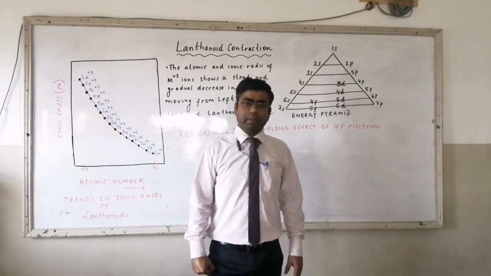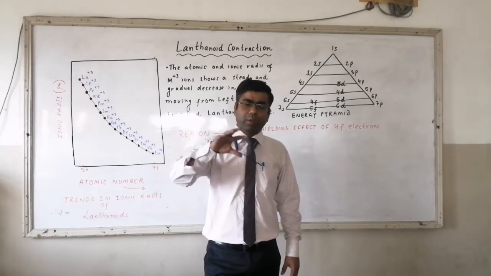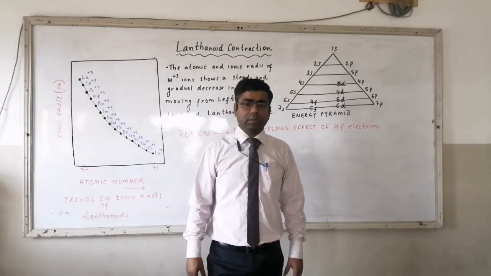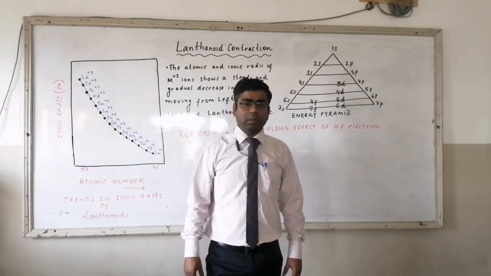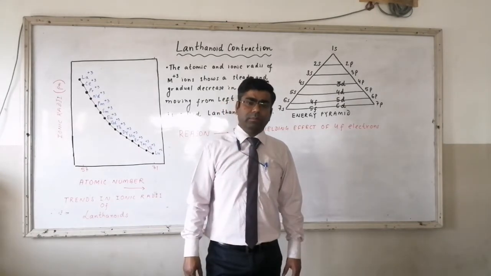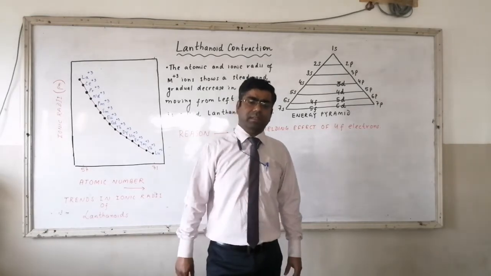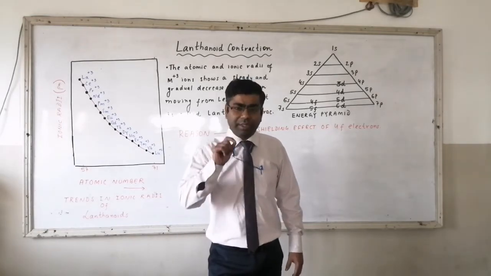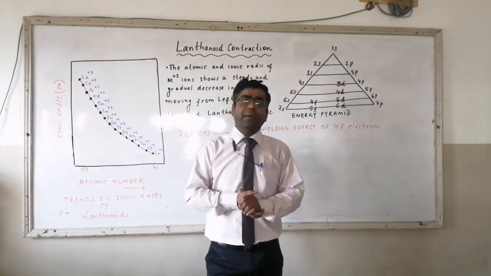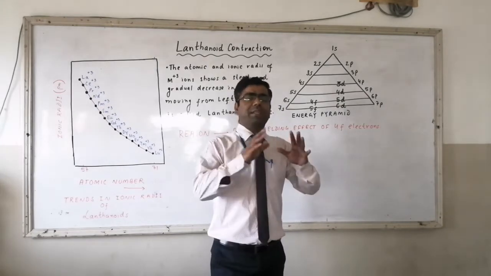So what will happen? The charge will move out, or the force of attraction will move out to the valence shell electron. With the successive increase in the number of protons, there will be successive increase in the charge or the force of attraction experienced by the valence shell electron, because the electrons in 4f are not able to shield or screen the nuclear charge effectively.